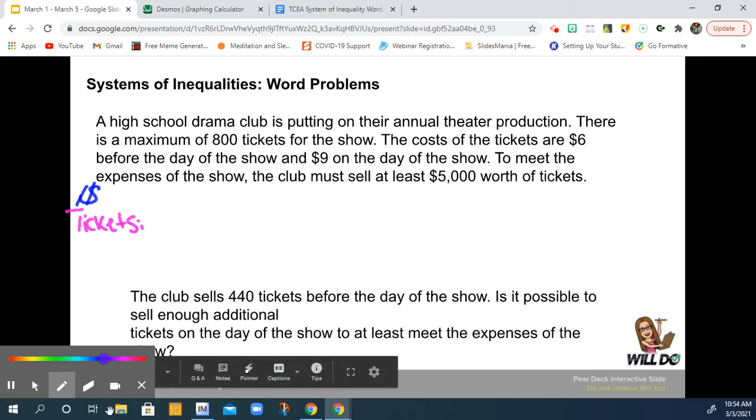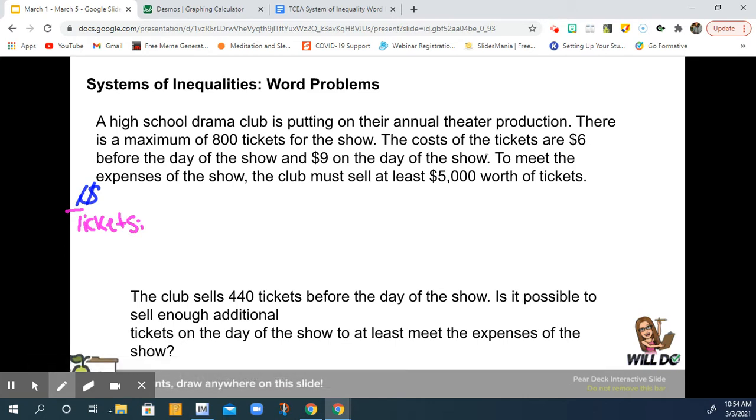Okay, so let's first dive in with the money. So we know that the cost of the tickets are $6 before, so I'm going to use 6B for before the day and $9 on the day. So I'm going to use 9D. I tried 9O earlier whenever I did the example, and it looked like 90. So we're going to use D to represent day.